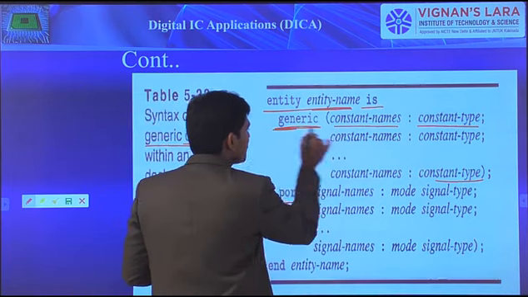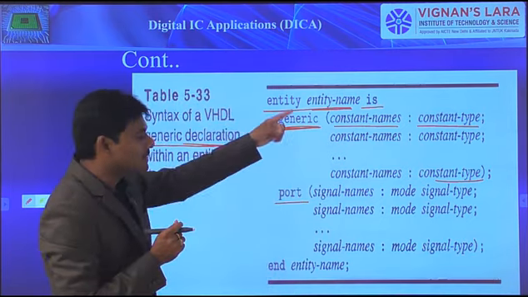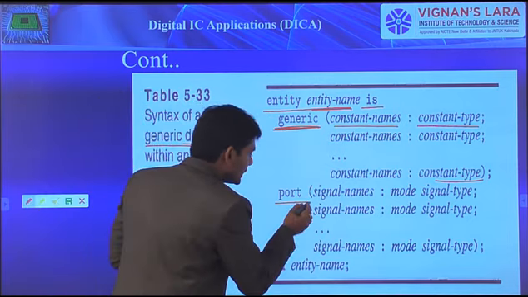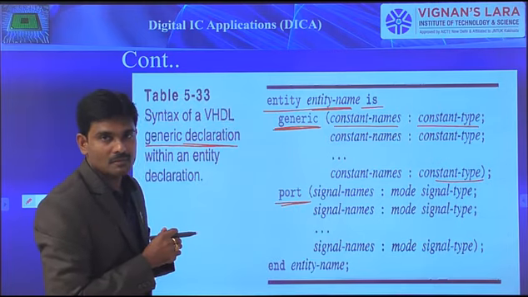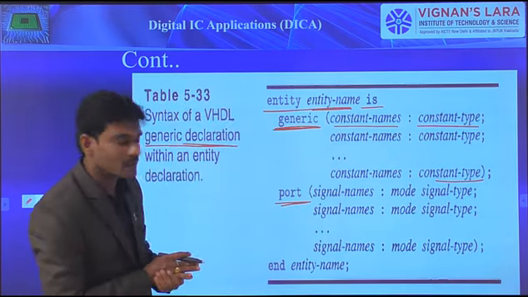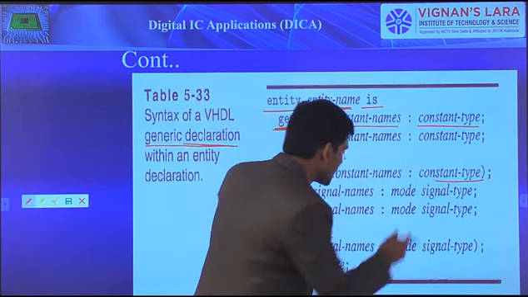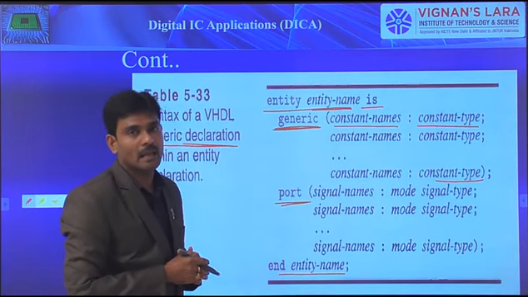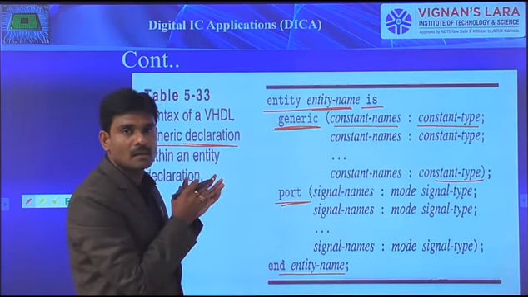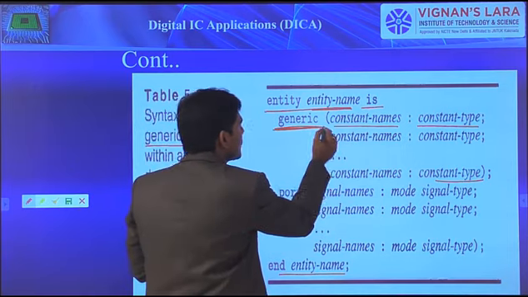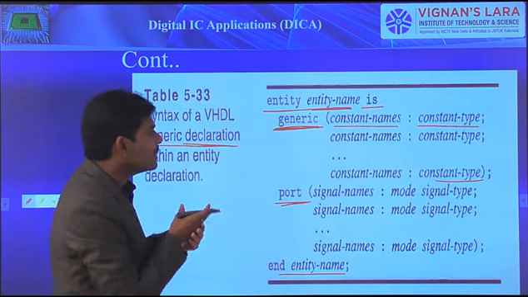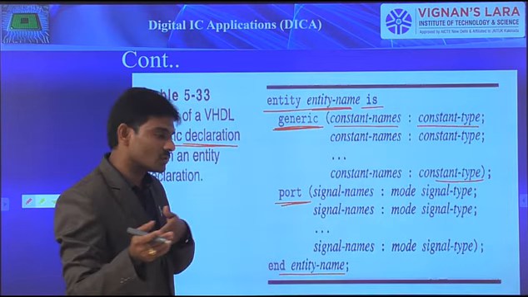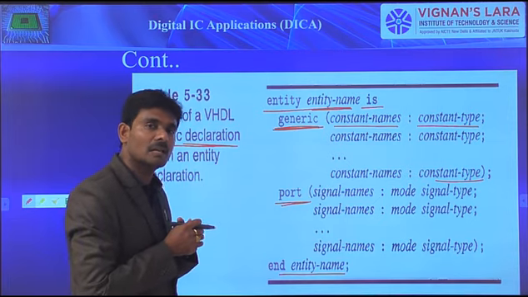Once you complete that generic declaration part, we have defined the constants. After that, in general the entity consists of the port declaration. The remaining part, as usual, you write the port declaration: signal names, colon, mode, signal type, and so on up to the last one. Then we close the entity with its name. Once you mention the generic declaration within the entity declaration, before the port declaration, these constants can be used within our program. Using them, the bus size can be varied as per the requirement.